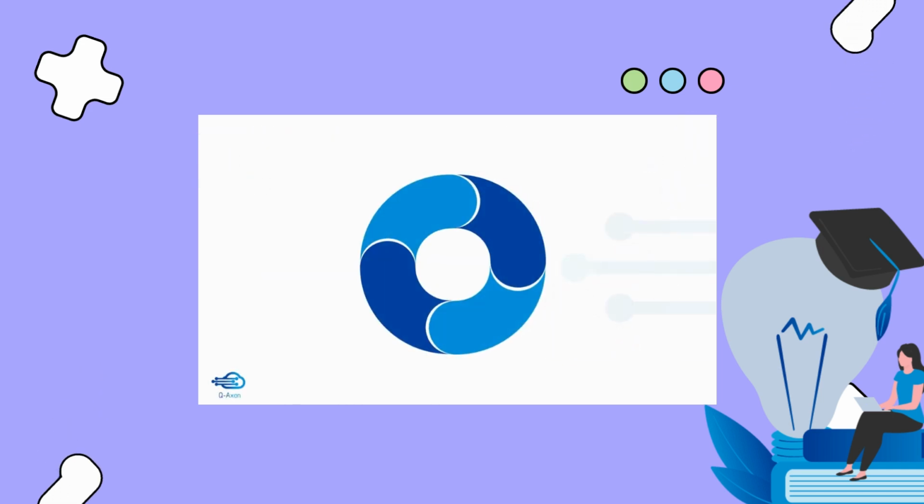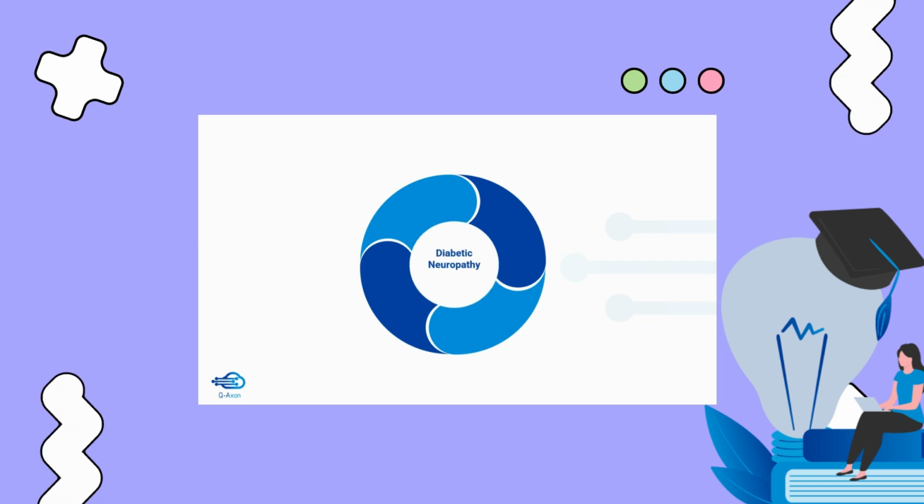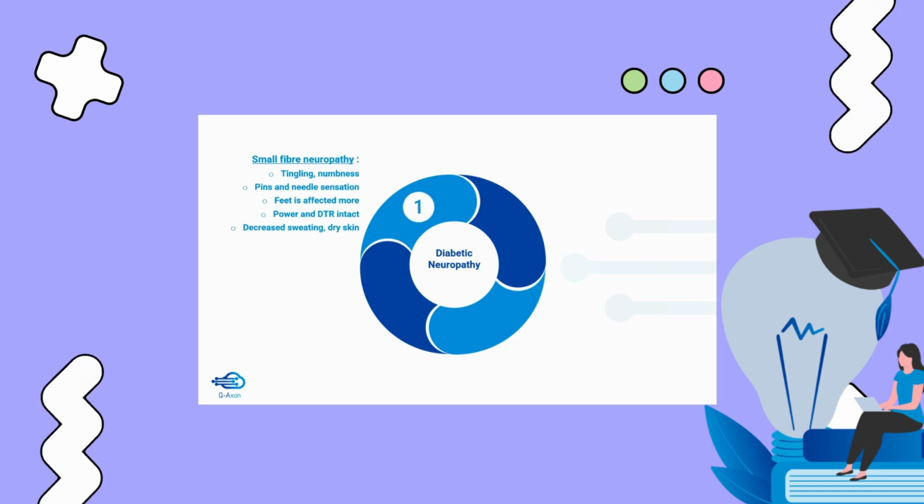Well, this is a case of diabetic neuropathy as suggested by various clinical features present of paresthesias, numbness. So let's solve the first question, that is what is small fiber neuropathy. This is a complication in diabetes where there is neural damage because of uncontrolled diabetes mellitus, and in this the patient gets sensation of tingling, numbness, pins and needle sensation, and it is found that feet are affected more, as is present in our case as well.